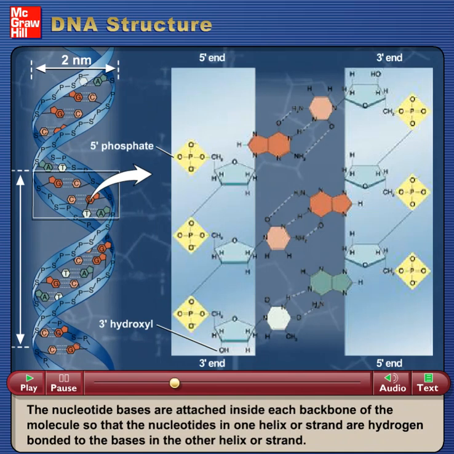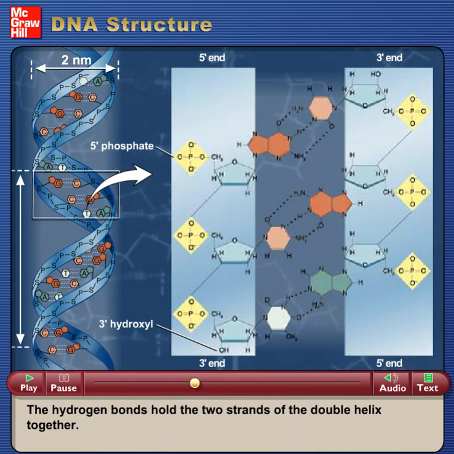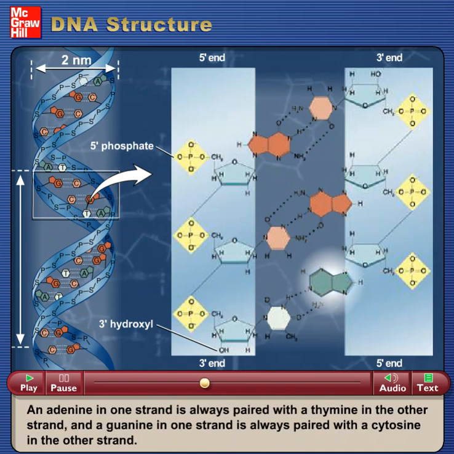The nucleotide bases are attached inside each backbone of the molecule so that the nucleotides in one helix or strand are hydrogen bonded to the bases in the other helix or strand. The hydrogen bonds hold the two strands of the double helix together. An adenine in one strand is always paired with a thymine in the other strand, and a guanine in one strand is always paired with a cytosine in the other strand.